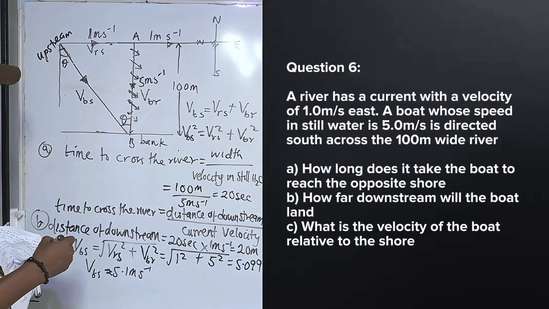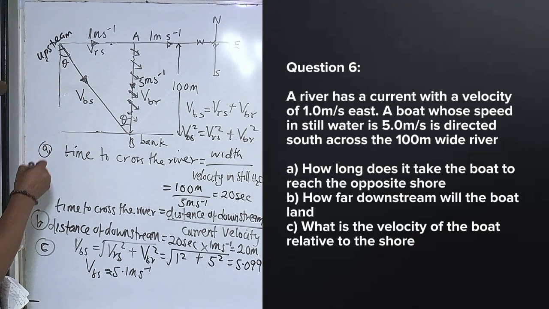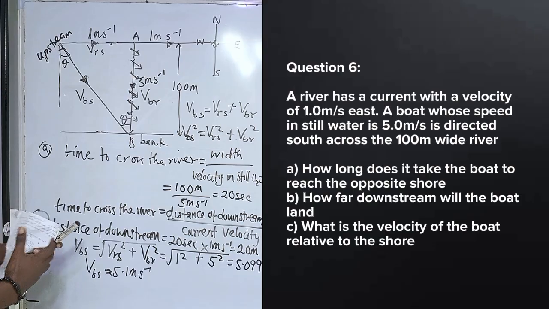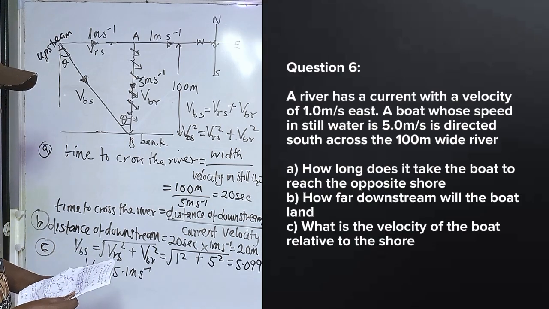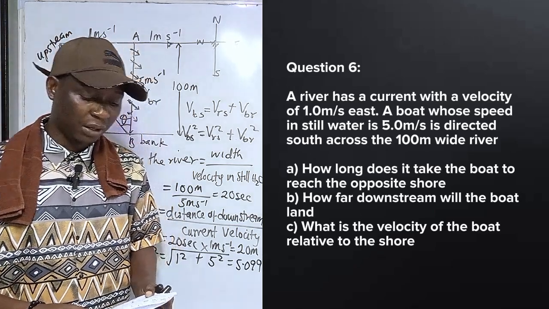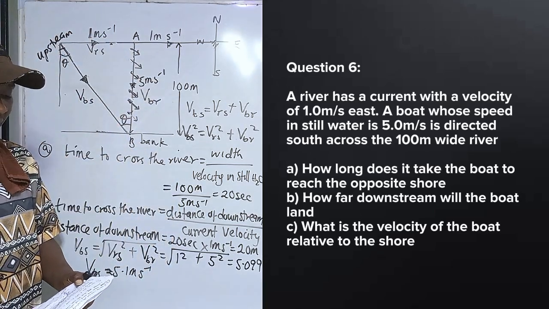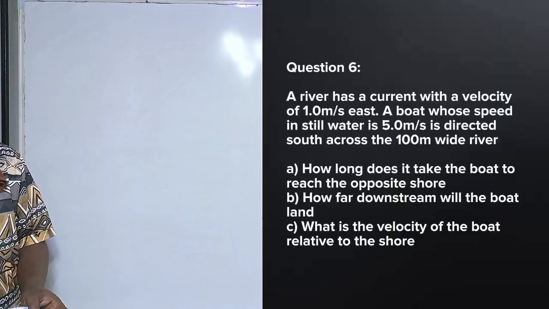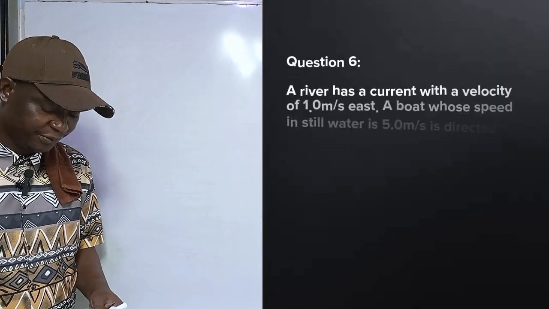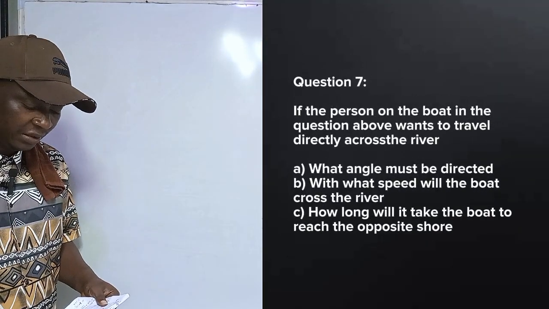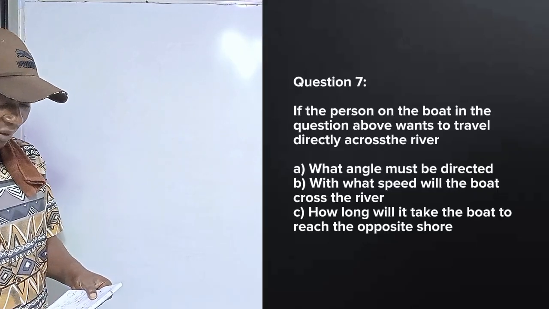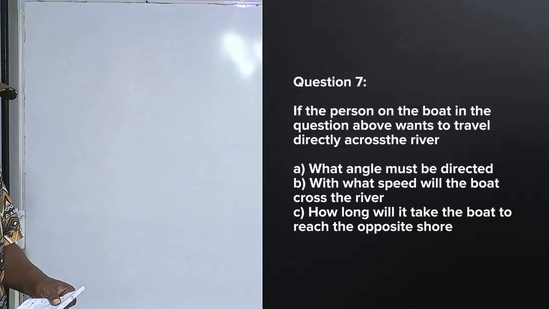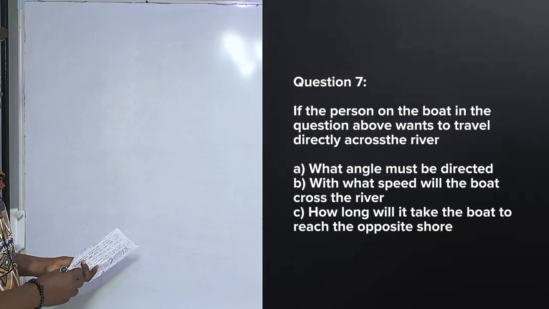Exactly. So we have solved for A, we have solved for B, we have solved for C. We have solved for how long it takes the boat to reach the opposite bank, how far downstream the boat will land, and the velocity of the boat related to the shore. Now, the last question for this section is: if the person on the boat in question 6 wants to travel directly across the river, what angle must it be directed?